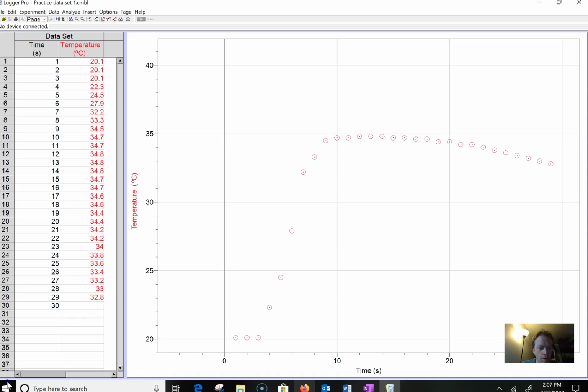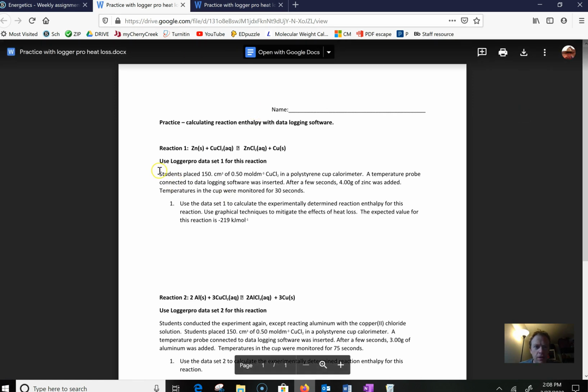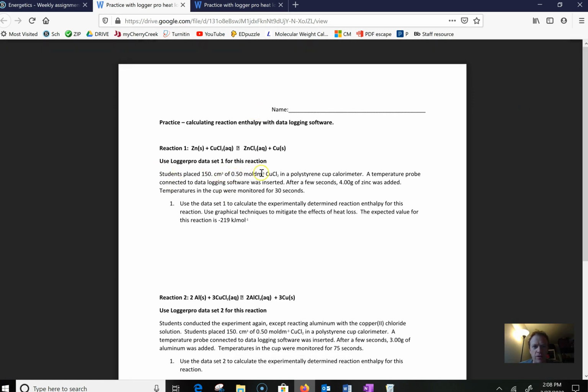So reaction 1 is here. We've got 50 cubic centimeters of 0.5 molar copper(II) chloride in a styrofoam cup calorimeter. So we've got the temperature probe in there. We add 4 grams of zinc to it, and we've monitored temperatures for 60 seconds. So what you're seeing is the temperature change that happened over that time period.